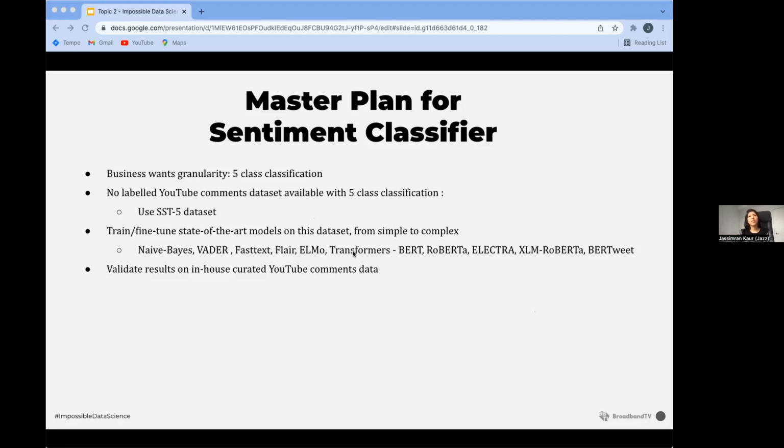And then obviously like transformers, that brings a smile to everybody's faces. So we wanted to try out BERT, we wanted to try out Roberta, Electra, and then XLM Roberta, right? This solves the problem of handling multiple languages, multilinguistic text. I think XLM Roberta large has been trained on more than 100 languages. And then we also wanted to go for something which would work well with, let's say, noisy data like BERTweet. So the plan was, okay, let's validate the results on our in-house YouTube comments data set, because this distribution is what we really wanted to work on.